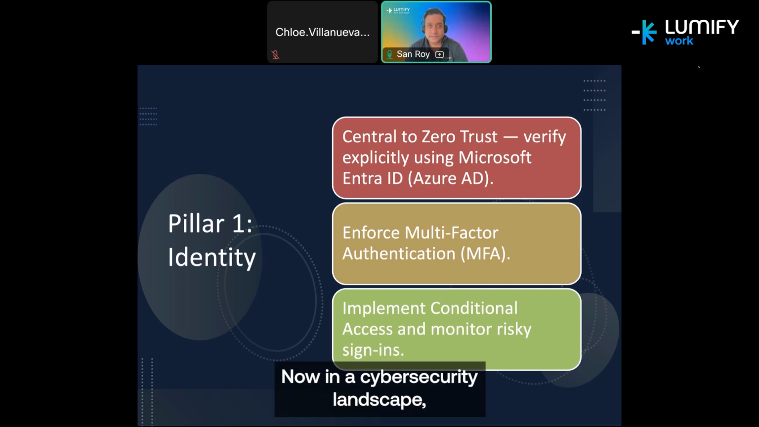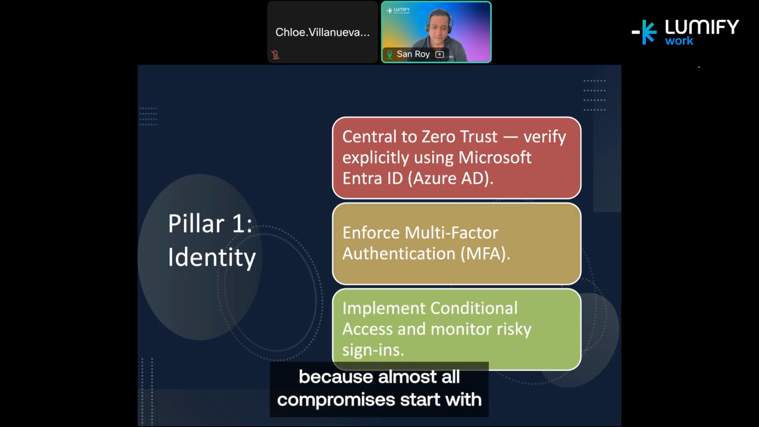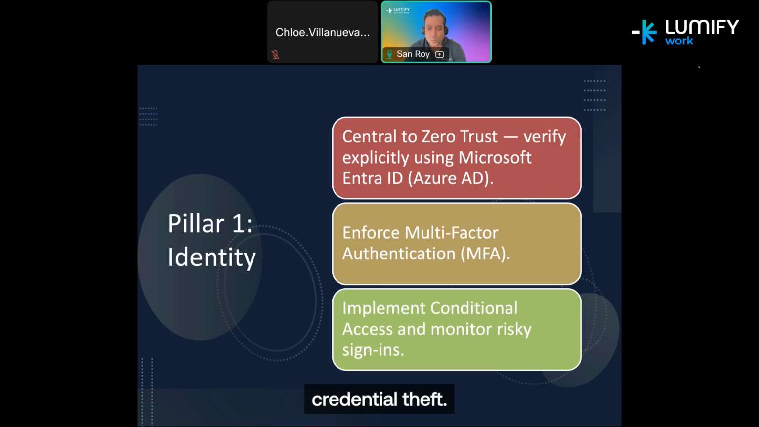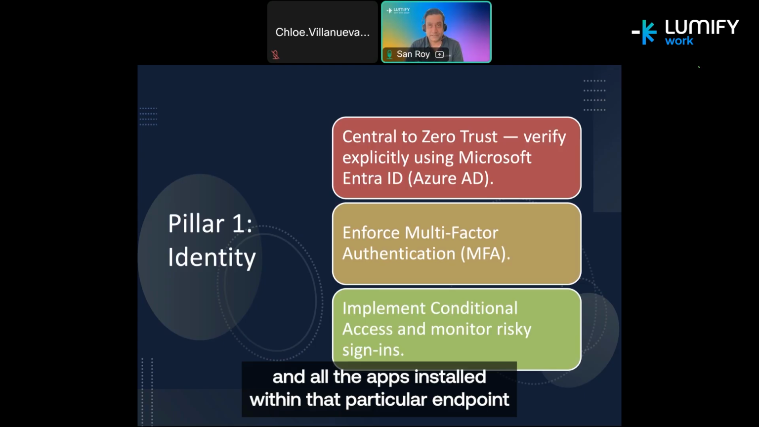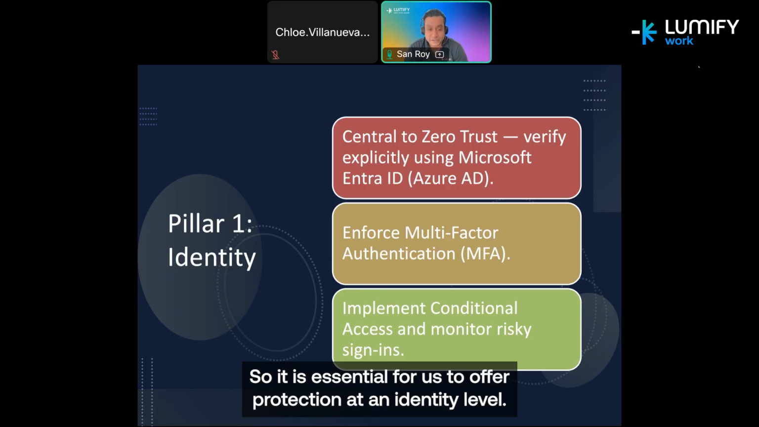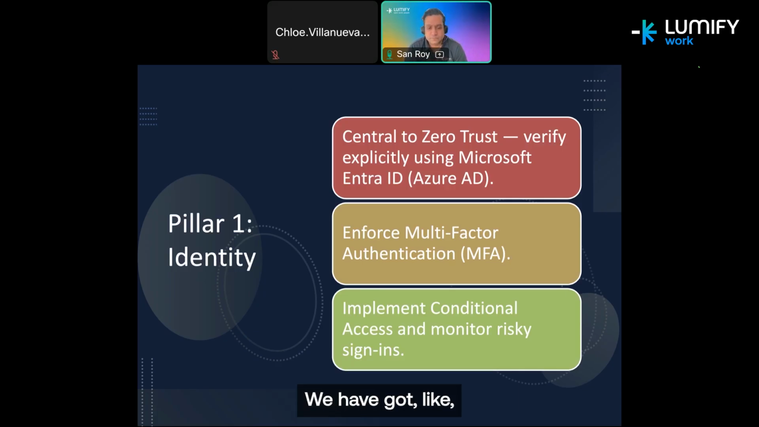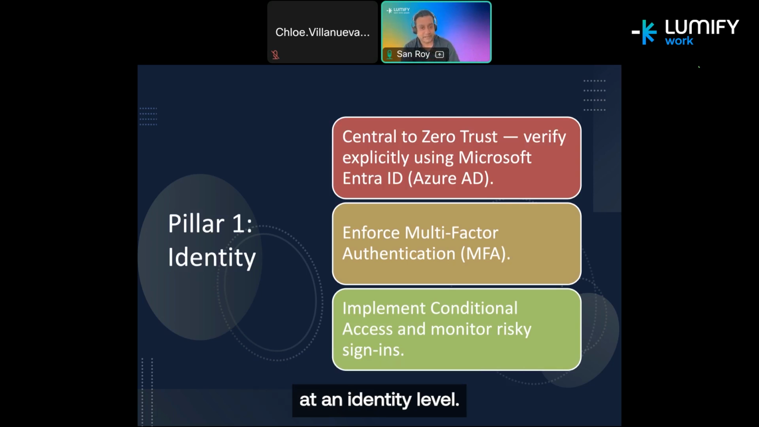Now, in a cybersecurity landscape, human beings are always treated as the weakest link because most compromise starts with credential theft. Once the identity gets compromised, eventually the endpoint used by the identity gets compromised, and all the apps installed within that endpoint under the context of that identity get compromised. So it is essential for us to offer protection at an identity level. We have plenty of solutions in the Microsoft space which offer protection at an identity level.